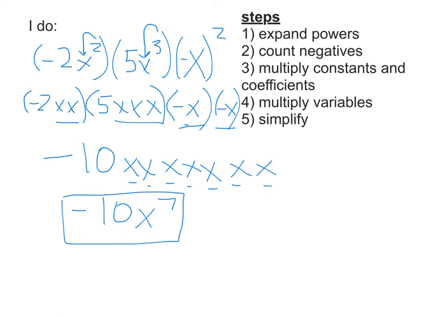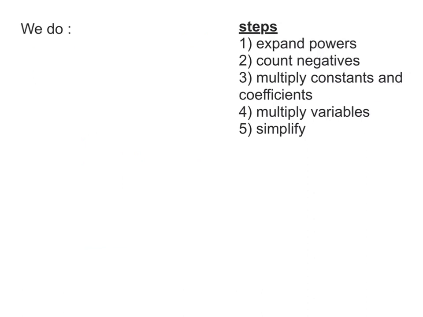Let's do a we do together. So our very first we do problem is going to be negative x to the 3rd power times 2x squared times negative 2x to the 2nd power. So go ahead, write that. And now what we're going to do is go through our steps.